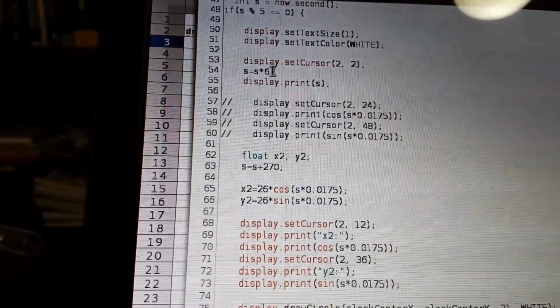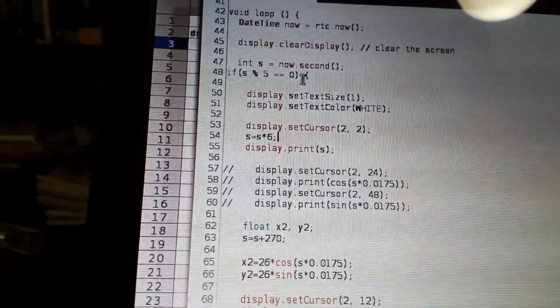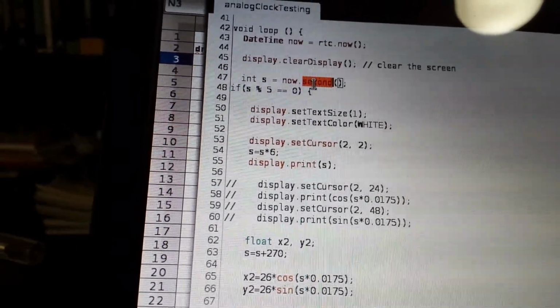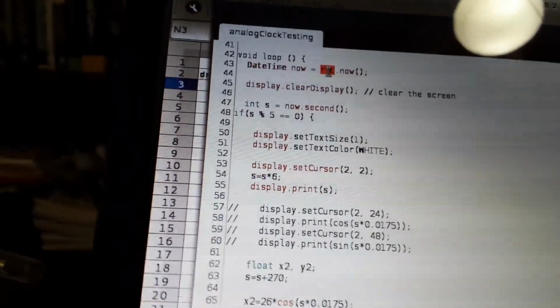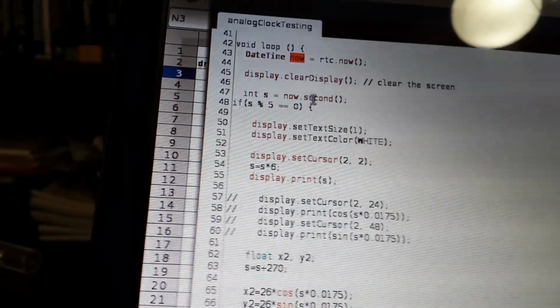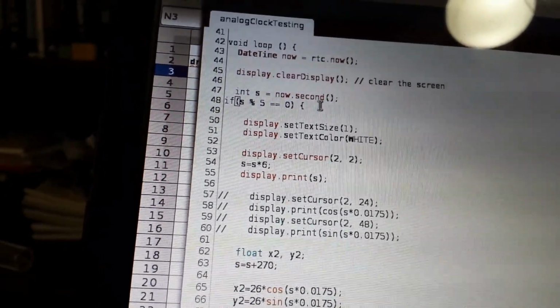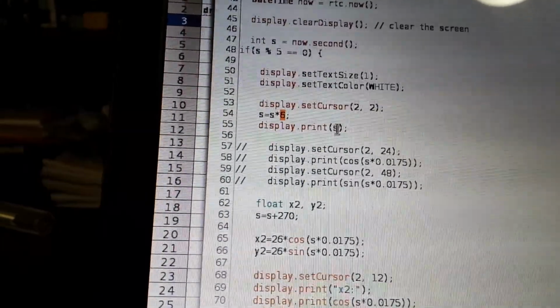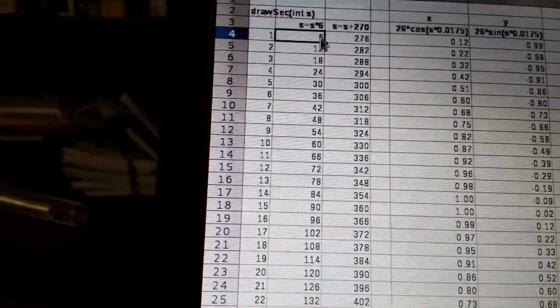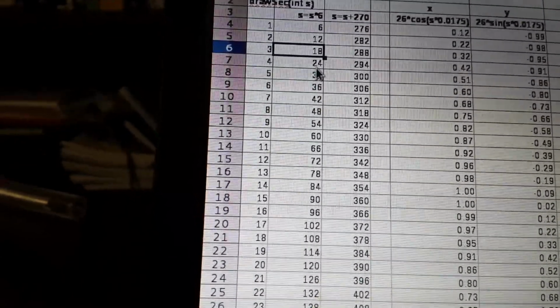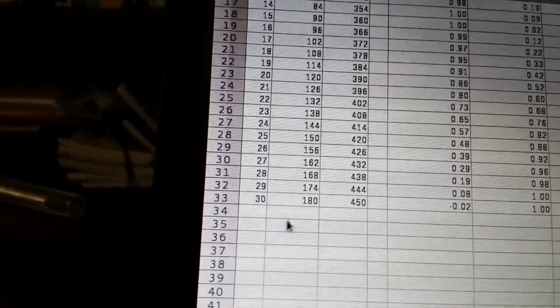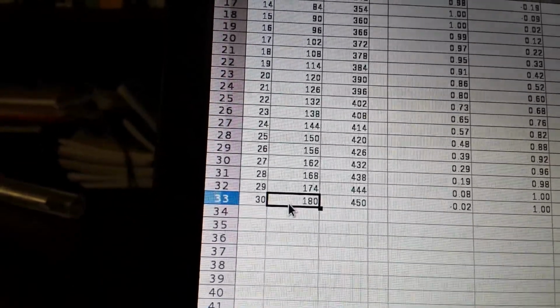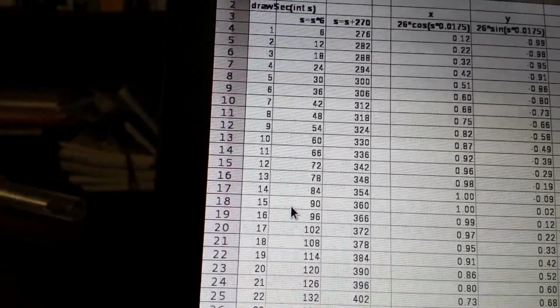Let's go back here, and we're talking about the cosine function. First we get seconds from the clock, from the RTC, real-time clock. We get the time, then we get the seconds, and we put the seconds in here. And he multiplies it times 6. You can see here on the chart, when he multiplies it times 6, it gives us the intervals. 30 seconds is 180 degrees. And 60 seconds will be 360 degrees.